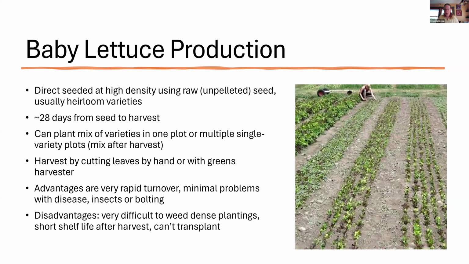So the two production methods for lettuce are rather distinct. When you're growing lettuce for baby leaf production, so this is for salad mix, it's going to be direct seeded at very high density using raw or unpelleted seed. And we usually use heirloom varieties for this because you're using a huge amount of seed and you want to use inexpensive seed.